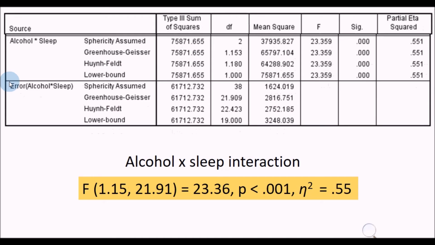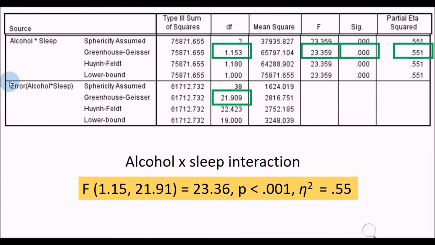And now we'll just move on finally to the interaction. You can see there's also a significant interaction effect here. So the degrees of freedom now will be 1.15, the second degree of freedom 21.91, the F statistic 23.36, a p of less than 0.001, and partial eta squared of 0.55.